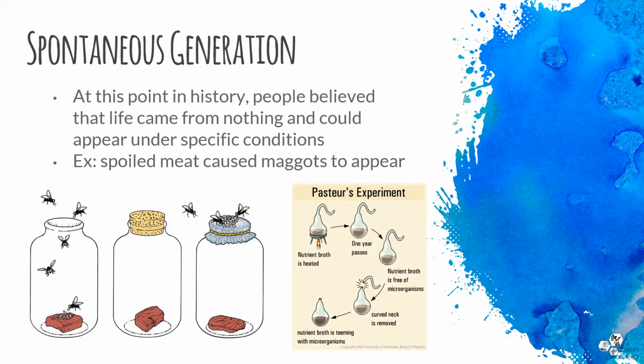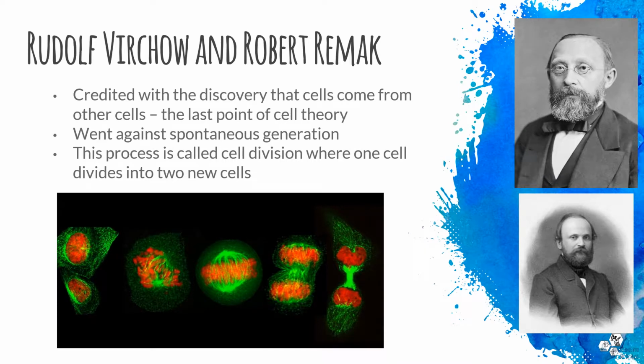It ended up being finally completely disproven by Louis Pasteur, but we have two other scientists who proved how cells came into being. And that was Rudolf Virchow and Robert Remak. They were the ones that actually saw cells splitting into two new cells, what we call cell division. And it disproved spontaneous generation, and they added that final point to cell theory.